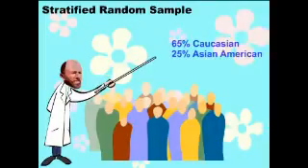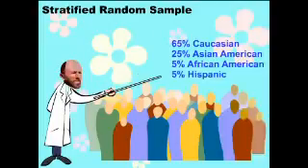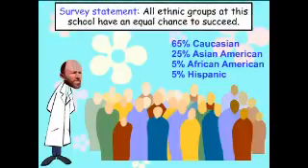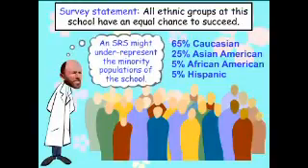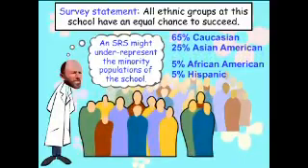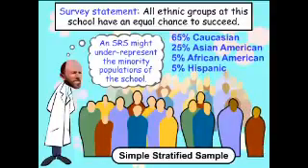As an example, let's look at a California high school that I happen to teach at. This school is approximately 65% Caucasian, 25% Asian American, 5% African American, and 5% Hispanic. Suppose we're interested in how each of these groups will react to the survey statement, "All ethnic groups at this school have an equal chance to succeed." Relying on a simple random sample of the entire school might, by chance, underrepresent the minority populations of the school. So we might decide to stratify our sample by ethnicity to make sure that each ethnic group is represented in the sample in proportion to its percentage in the population. That is, 65% of the sample should be Caucasian, 25% Asian American, 5% African American, and 5% Hispanic.